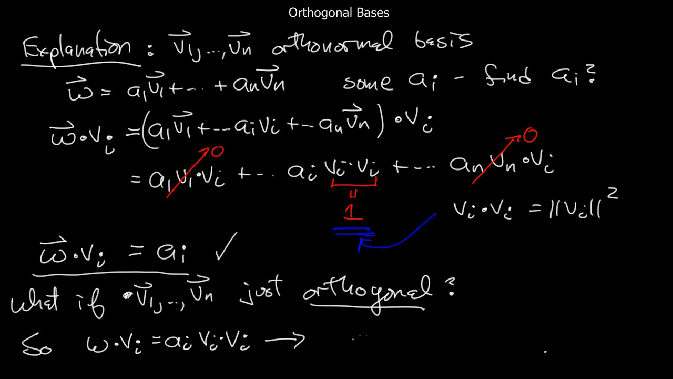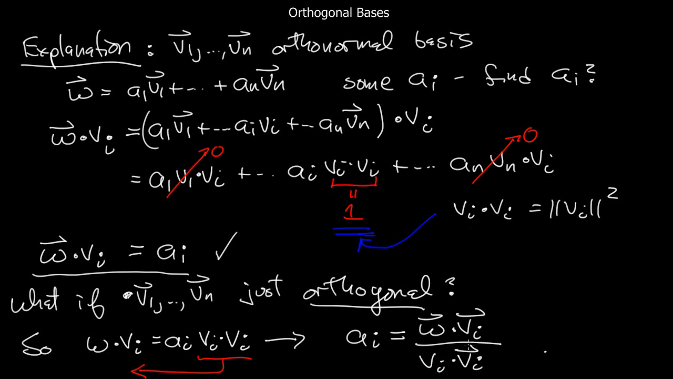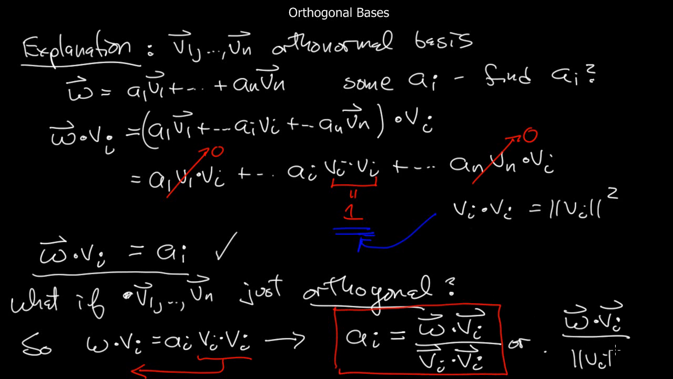And you just solve this equation for ai and conclude that ai is, let's see, you bring this thing to the other side, w dot vi over vi dot vi. And you know vi dot vi because you're given the basis. That's whatever it is. And so you can give this formula for ai. And if you prefer, you can write this as w dot vi over the length of vi squared, and the denominator is 1 if the basis was orthonormal.